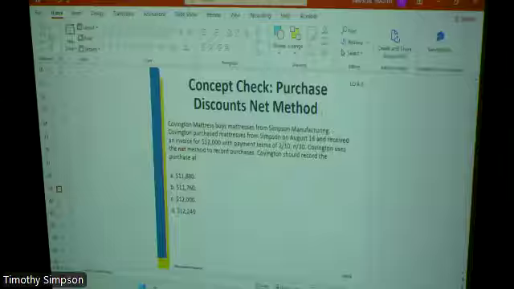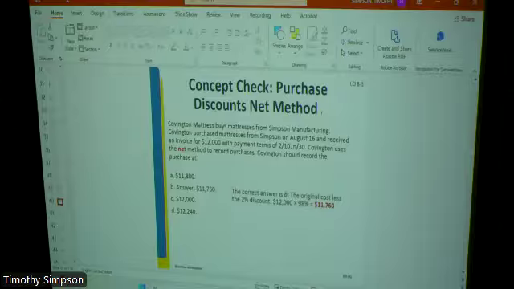There are different terms for it, but in this case, it's $12,000, 2/10, net 30 on August 16th. So how do we record the purchases in the net method? We record it assuming that we're going to take the discount. 2% of 12,000 is going to be, what is that, $280, or $240, I should say. And so as a result, we're going to book that right then and there at the discount. Okay, we're going to assume that the discount is going to be taken.